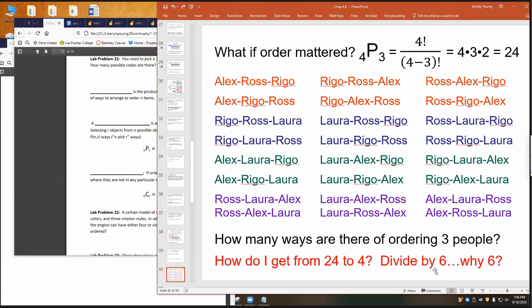So take 15 seconds, 30 seconds maybe, and see if you can figure out why I divide by 6. Why not divide by some other number? So think about that. Try to figure it out. Color matters, by the way. I'll give you a hint. Color matters.